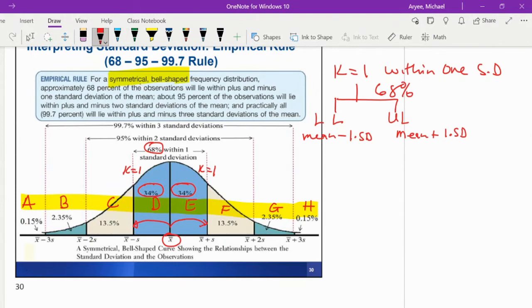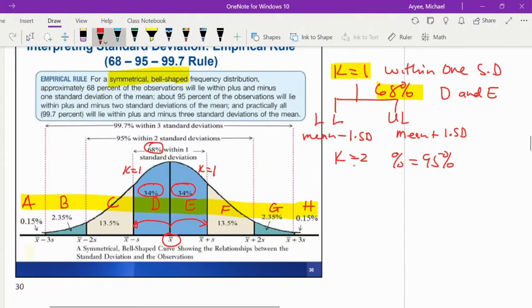Okay. Now, when k is equal to 2, the percentage is 95% of the data. Now, in our diagram, when k equals 1, for example, we are referring to space D and space E. But when k is equal to 2, let me show you where.